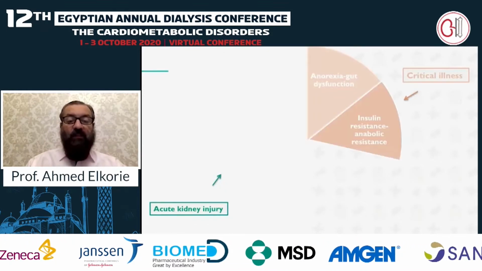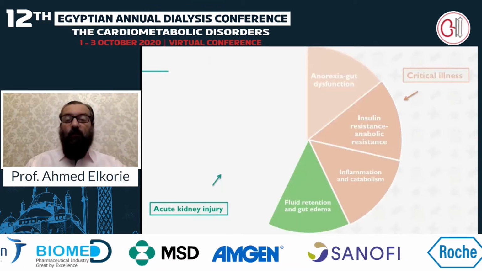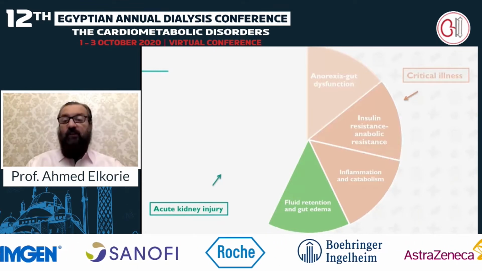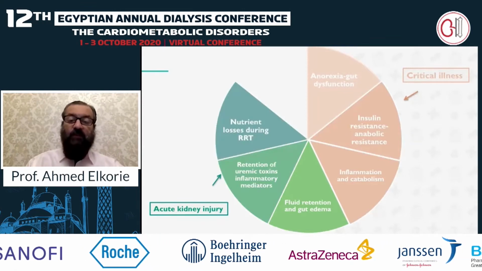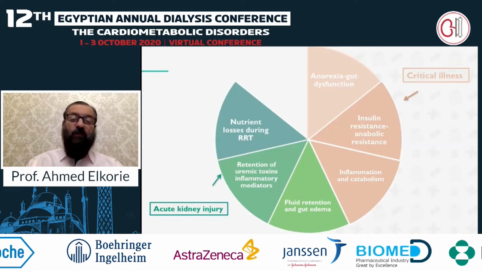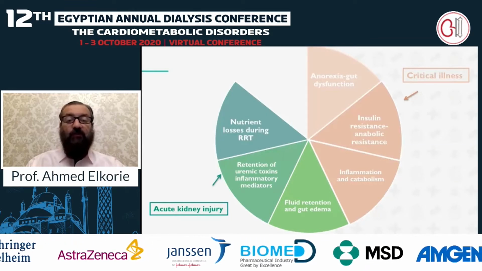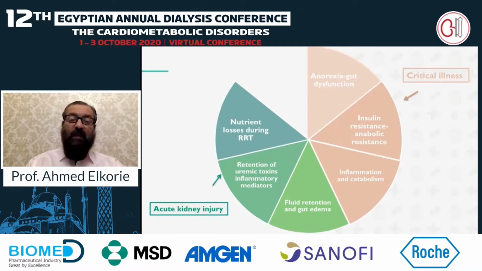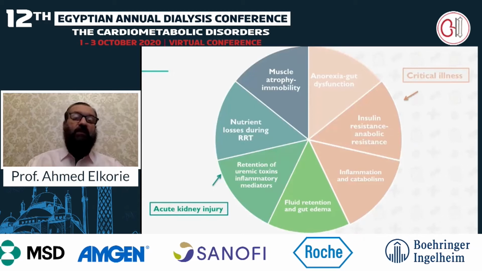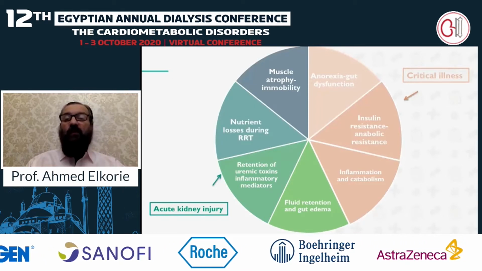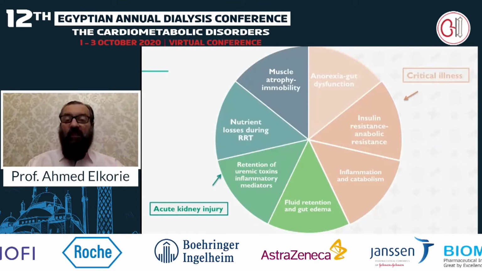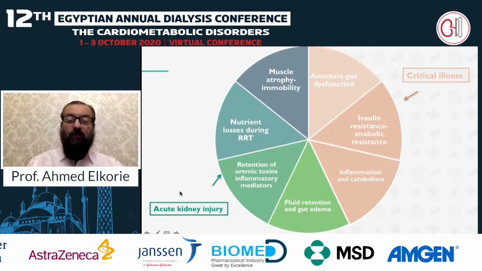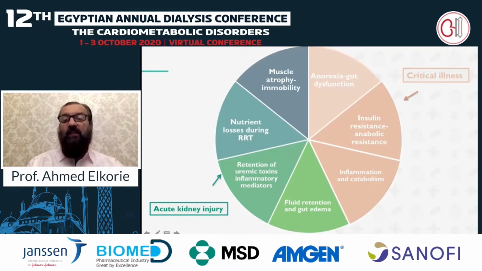Again, both critical illness and acute kidney injury will lead, through a multitude of concomitant factors: the anorexia, gut dysfunction, the insulin resistance, the inflammation and catabolism, fluid retention due to poor urine output, the retention of uremic toxins due to the uremia and azotemia, the nutrient losses during renal replacement therapy, whether the intermittent or the continuous CRRT modality, and the muscle atrophy from immobility. All these lead to protein energy wasting. So it's again a continuum from acute kidney injury and the critical illness altogether.